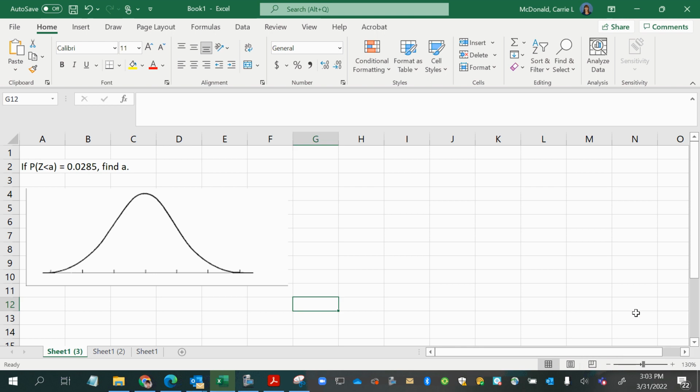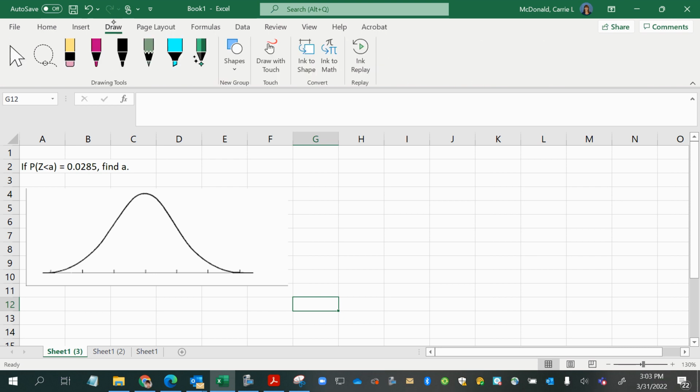In this problem, we're asked to find a when we know that the probability of a z-score being less than a is equal to a given probability, 0.0285. To answer this question, you should start by doing a sketch, and you should really always start by doing a sketch whenever you're working with the standard normal distribution.